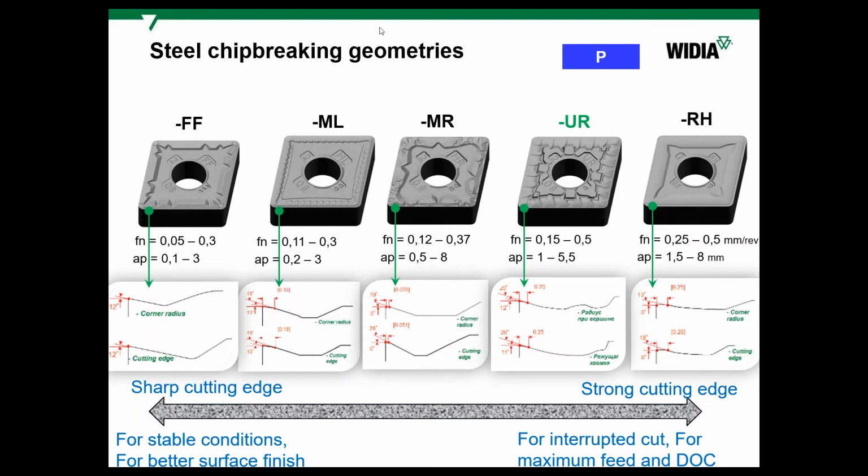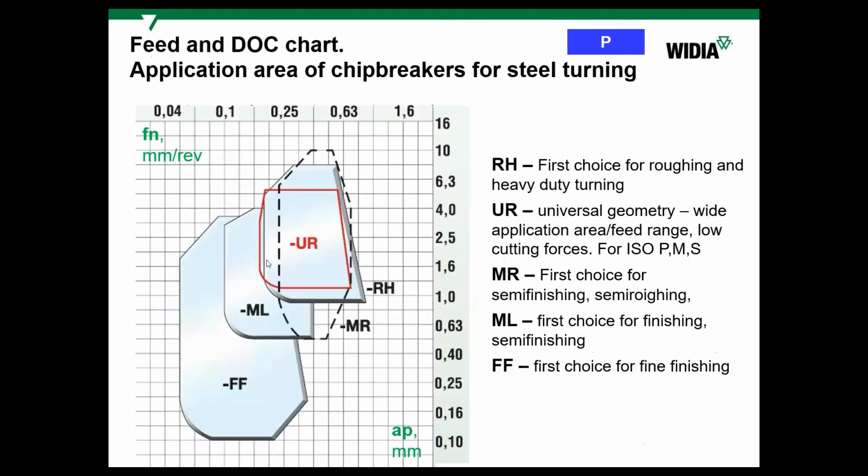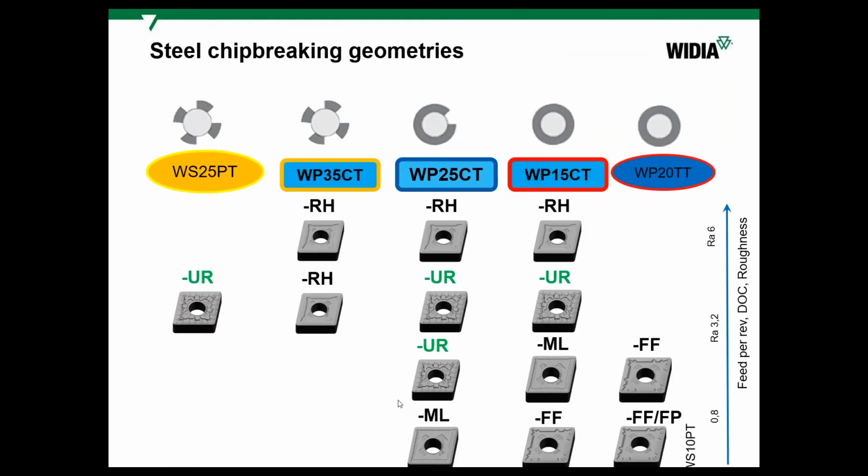And this application area also differs by size, because it can be a CNMG 12, CNMG 16, CNMG 19, or 25, sorry. And the maximum AP also depends on the size of the insert. If we talk about only one size, you can compare cutting data for them. You can see the maximum feed and depth of cut can be implemented on the RH chip breaker, and the minimum ones for better surface finish we can use on FF. Also, the charts can be found in our catalogs.